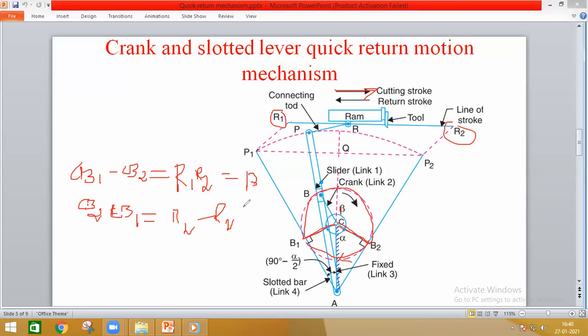For a 360 degree rotation of the crank, there is one forward stroke and one return stroke. During the forward stroke, the material is removed, and during the return stroke, no material is removed. The time taken for the cutting stroke is high, and the time taken for the return stroke is low. So that is why this mechanism is called a quick return mechanism.